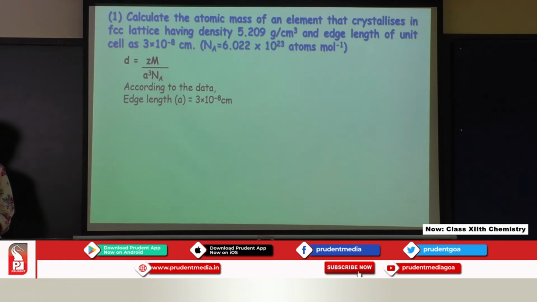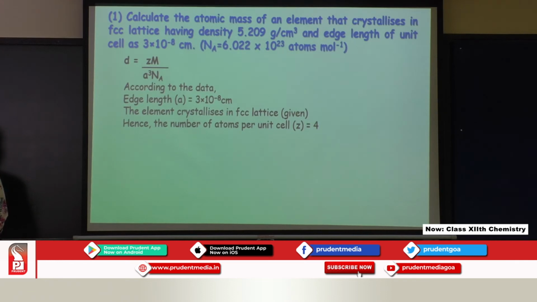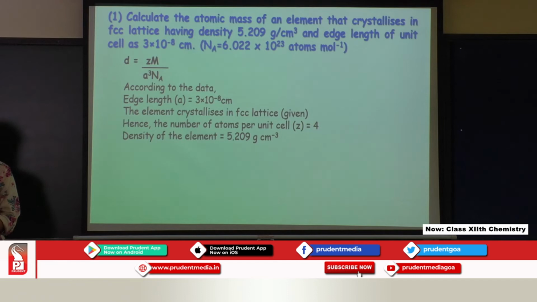So, the edge length given to you, that is A, is 3 into 10 raised to negative 8 centimeters. You are also given that the element crystallizes in FCC lattice, which means you are given the value of Z, that is 4. Density of the element is given to you in terms of grams per centimeter cube. It is very important to see that the units match. So over here you are given density in grams per centimeter cube and edge length is given in terms of centimeters. So there is no need to convert the units of edge length to anything else, as it matches with the units of density, that is in terms of grams per centimeter cube.